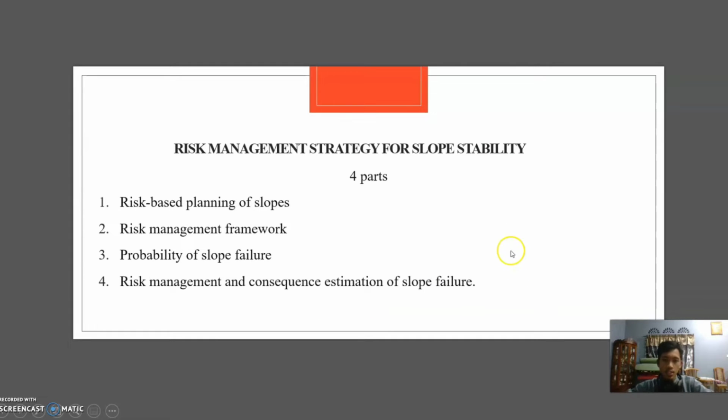Alright, next we go to the risk management strategy for slope stability. We have four parts. The first part is risk-based planning of slopes. The second part is the risk management framework. And the third part is probability of slope failure. And lastly, the fourth part is risk management and consequence estimation of slope failure.